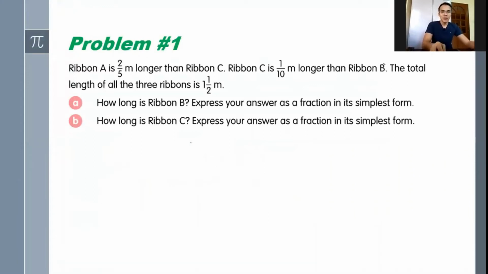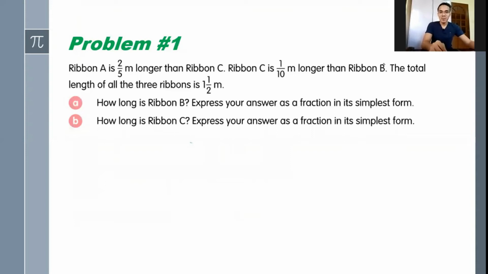Ribbon A is 2/5 meter longer than ribbon C. Ribbon C is 1/10 meter longer than ribbon B. The total length of all the 3 ribbons is 1½ meter. Question letter A, how long is ribbon B? Question letter B, how long is ribbon C?